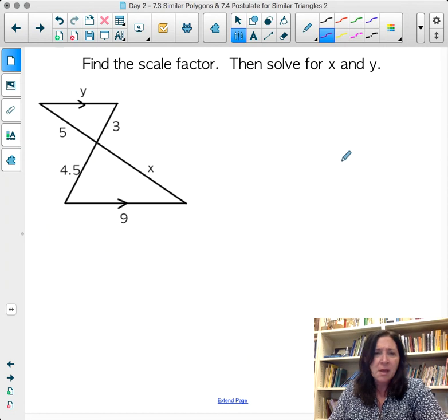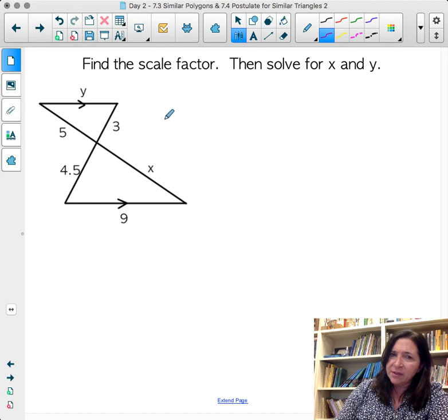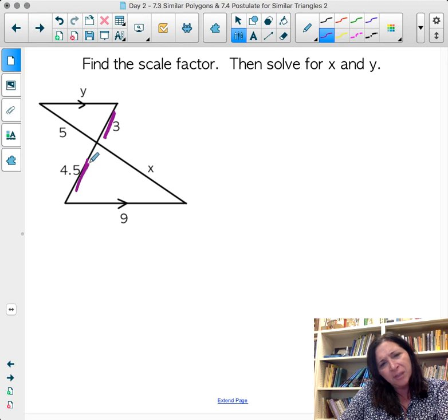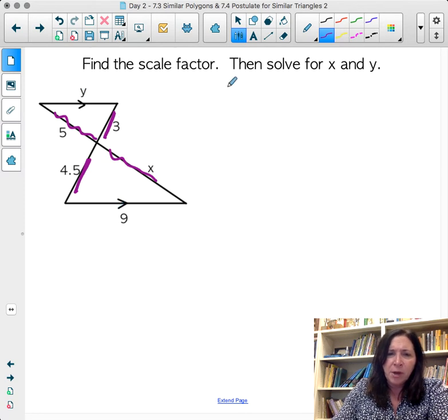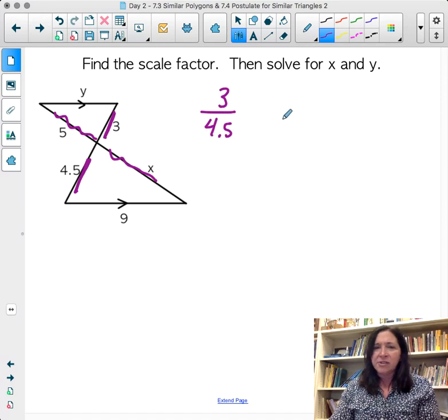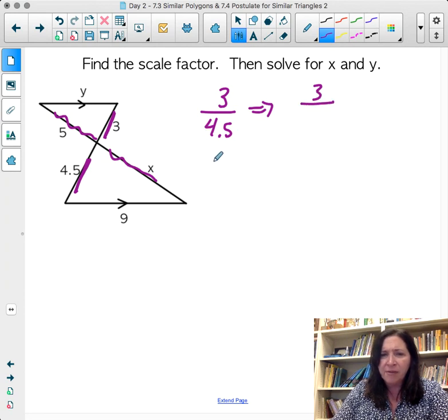Okay, cool. Let's find the scale factor. The thing about this is this side here is going to match up with this side, and this side here is going to match up with this side. So, of course, y will match up with 9. But when you do your scale factor, you're going to say 3 is to 4.5. Now, you're not going to leave your scale factor like that because that would leave your answer in decimal form, and you're not going to do that. So you would simplify that as 3 divided by, now 4.5 is 4 and 1/2, and that's 9/2.